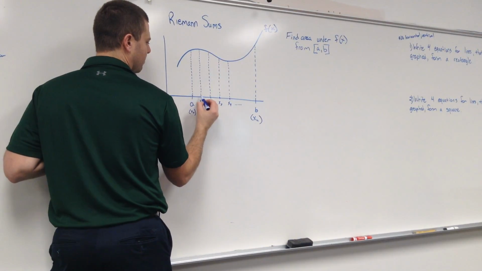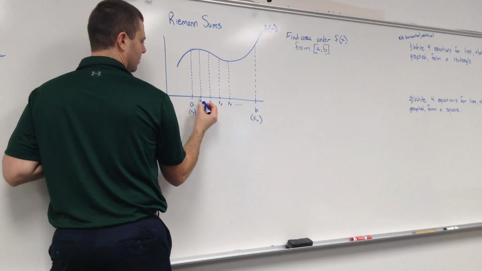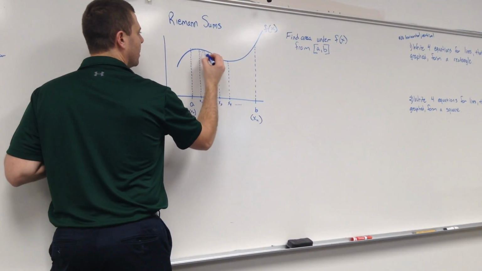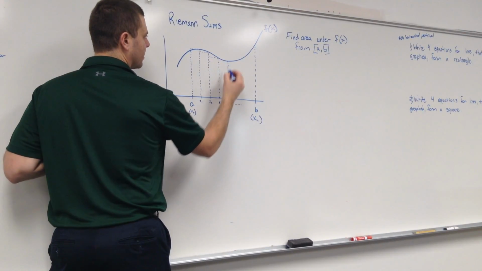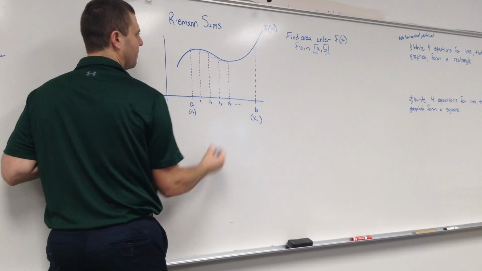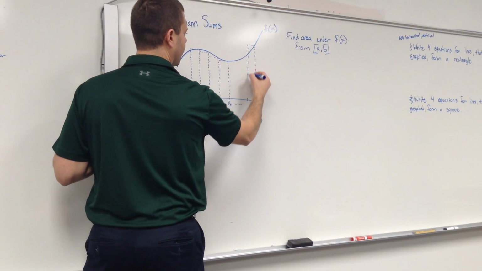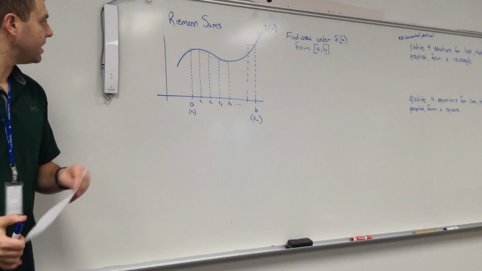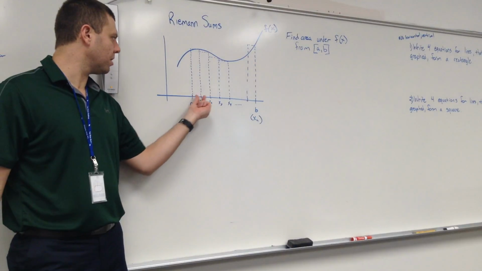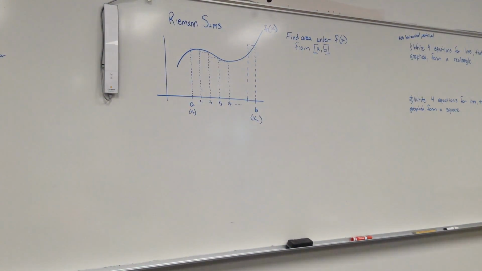So if I'm using right endpoints right here, I would be finding the area of that rectangle, and then the area of that rectangle, and then that rectangle, and then that rectangle, and eventually the area of that rectangle. That would be me finding the areas of all those rectangles using right endpoints and then adding those areas together.